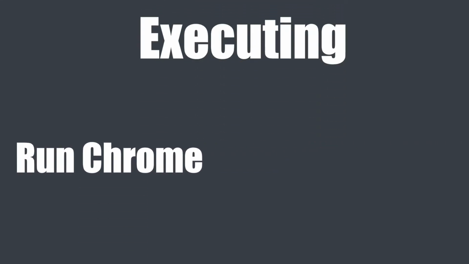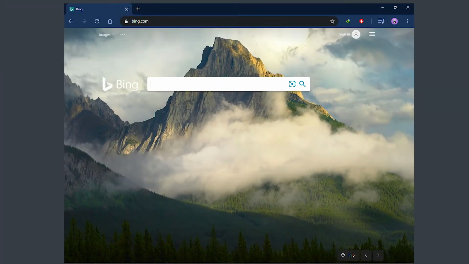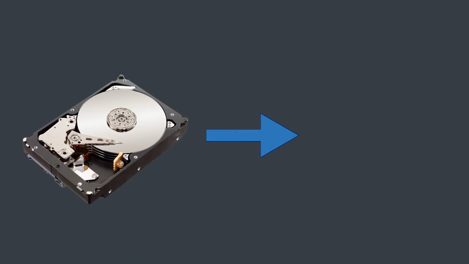Executing. In this step, the decoded instructions are executed by sending them to the relevant part of the CPU. The results are stored in the CPU register where they can be referenced by later instructions. It's just like storing something in your hard drive so you can access it later.